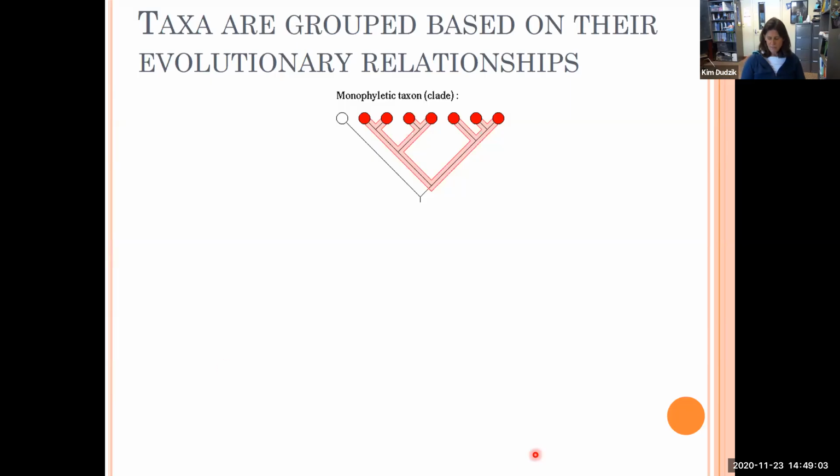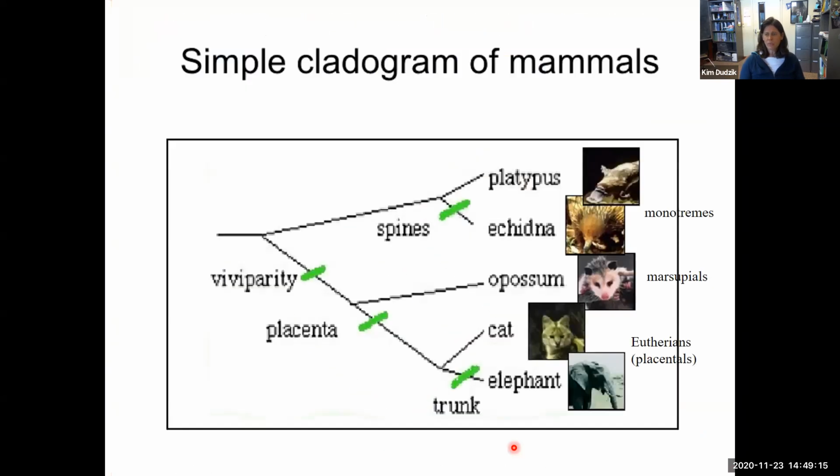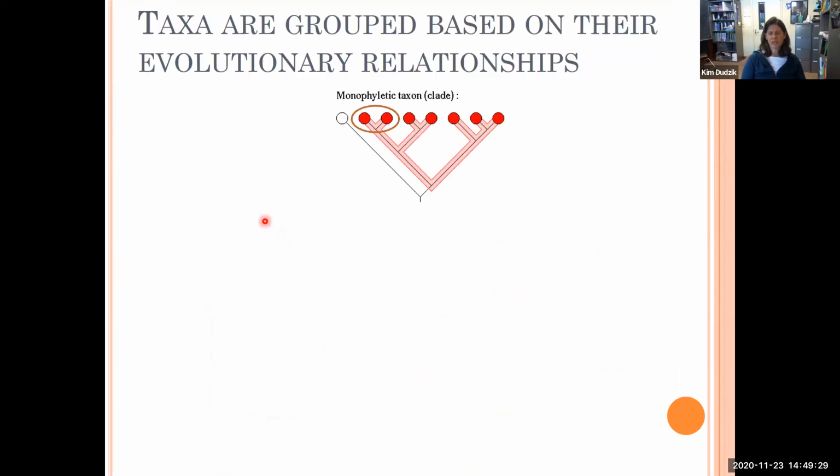Okay. So here's what we might call the sister taxa, right? Sister taxa share the most recent common ancestor. So maybe I'll go back a couple slides here. This one, right? The marsupials and the eutherians would be sister taxa. They share a more recent common ancestor than they do with the monotremes. Okay, so that would be sister taxon.